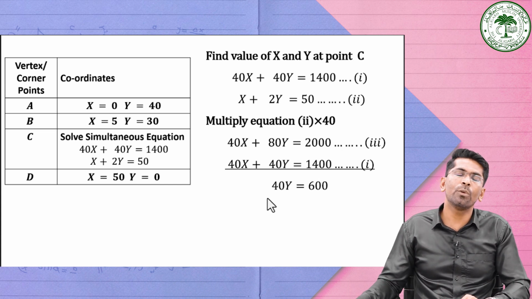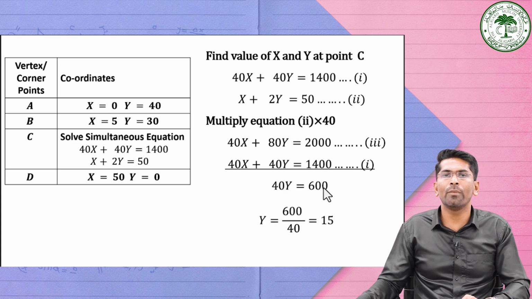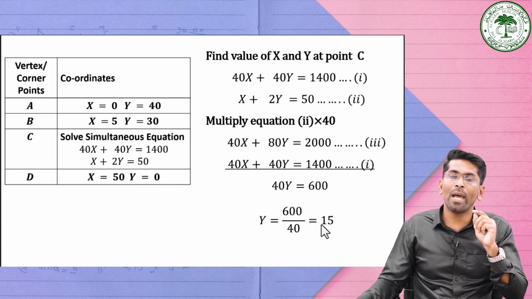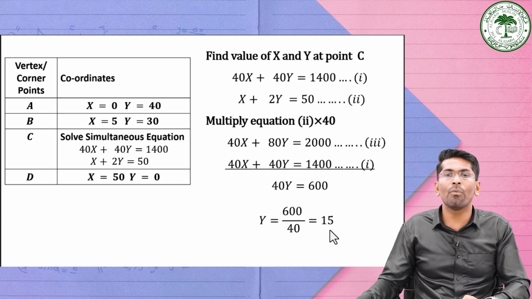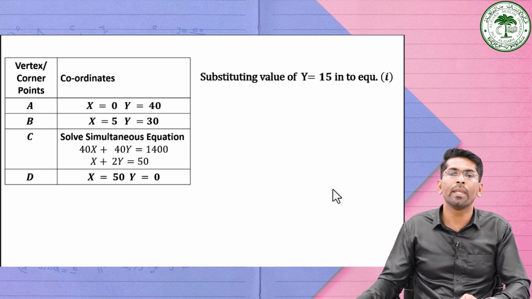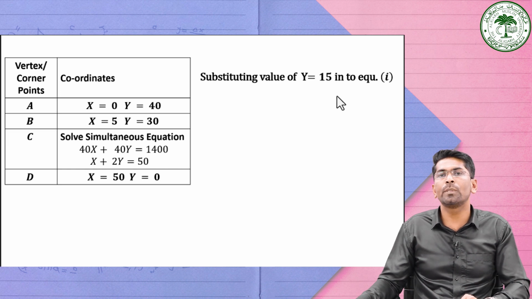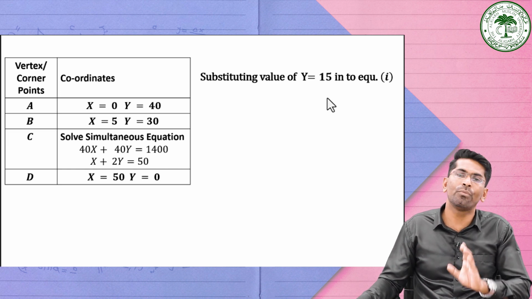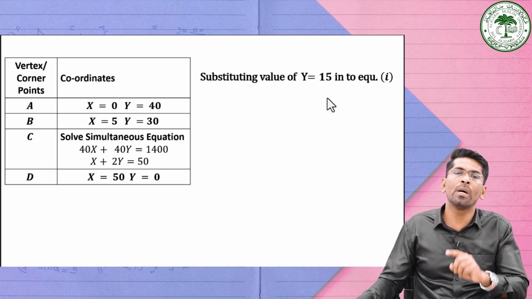Dividing both sides of the equation by 40, y is equal to 600 divided by 40, which is 15. So the value of y is equal to 15. Now, once the value of y is found, we can substitute it in any one of the equations, either equation number 1 or equation number 2. Here we are going to substitute y equal to 15 in equation number 1.